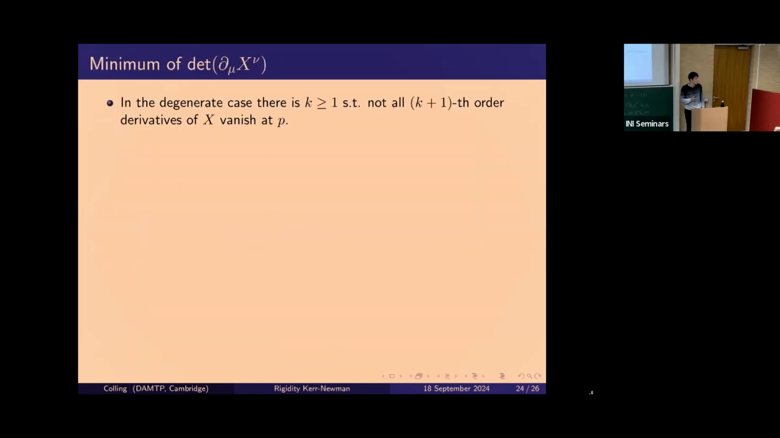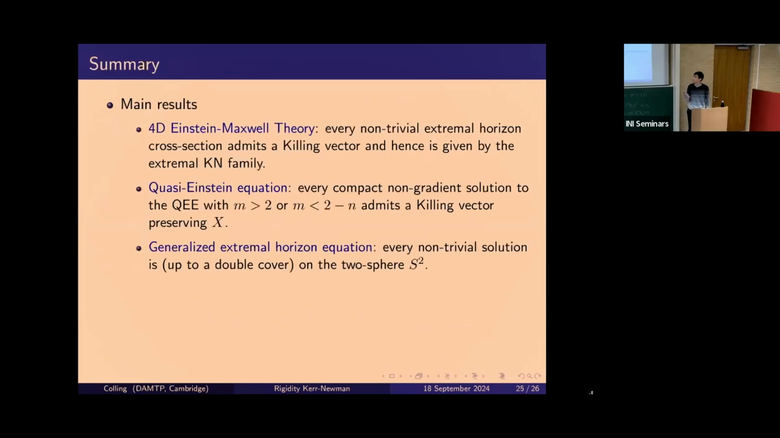So to summarize, I presented 3 main results in this talk. First of all, concerning extremal horizons in 4-dimensional Einstein-Maxwell theory, every non-trivial solution to this Einstein-Maxwell near horizon equation is given by the extremal Kerr-Newman horizon. And moreover, for the quasi-Einstein equation, every solution on a compact manifold with a non-gradient vector field has a Killing vector, at least given some appropriate restriction on M. And for the generalized extremal horizon equation, every solution has to be on the 2-sphere, or RP2.